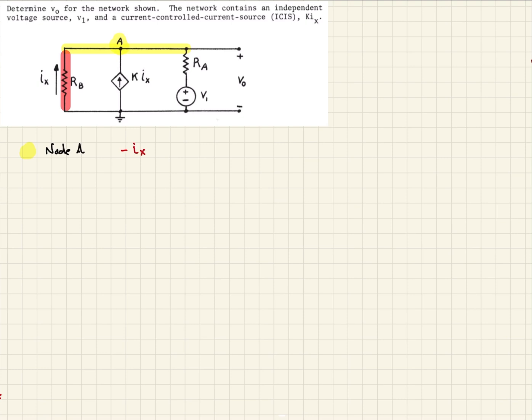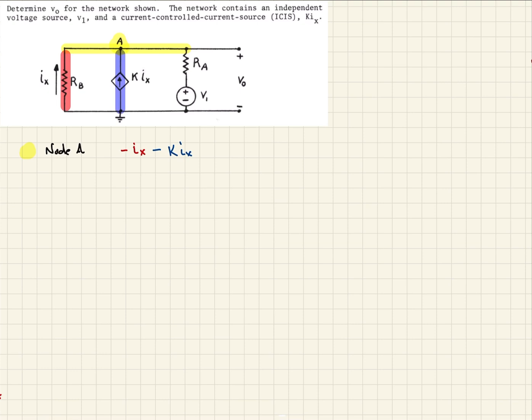And then for our next branch out of here, we have the one with our dependent current source. That one again is showing going into the node, so it'll be negative. So it'll be negative Kix.